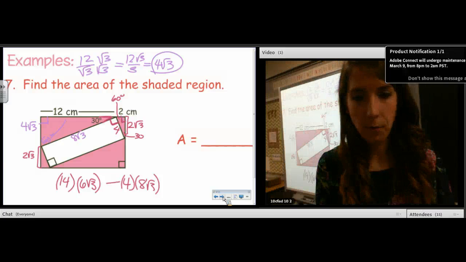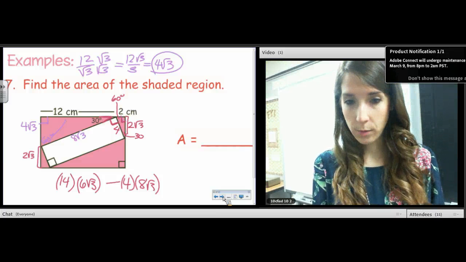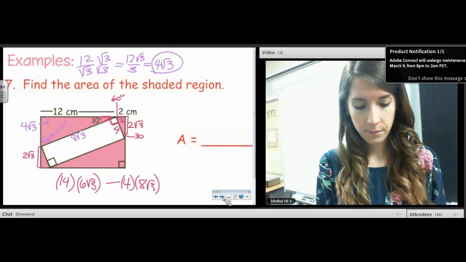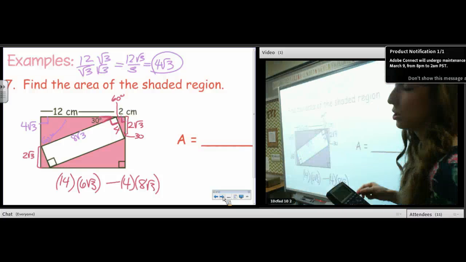Okay, so then we do 14 times 6. So it's 84 root 3 minus 4 times 8, 52.